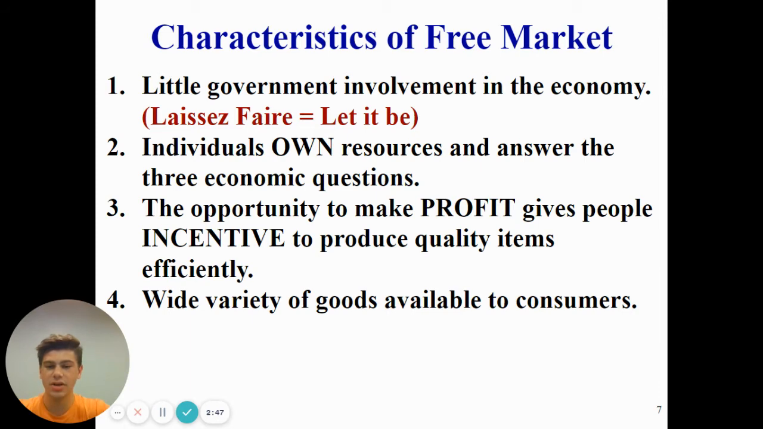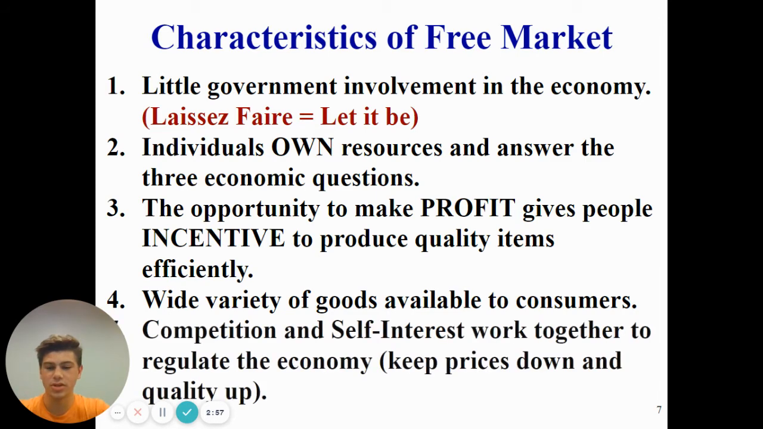Here, since you have the incentive to make such goods, there's going to be a larger variety as there are going to be more people competing in order to make certain goods. And that competition and self-interest work together to regulate the economy, keep prices down and quality up.